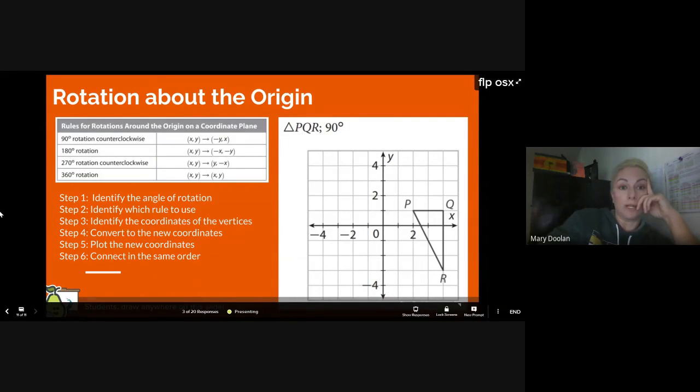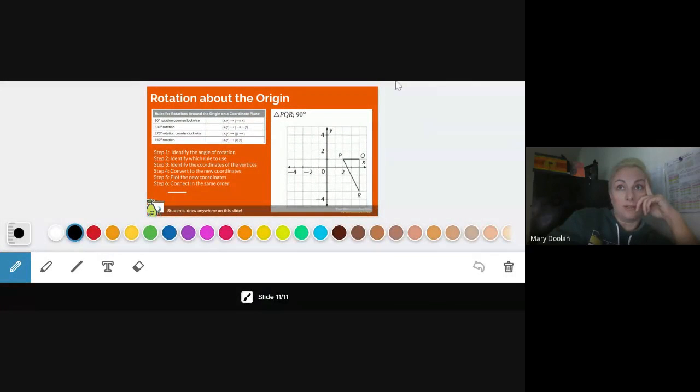So for this one, I'm going to work it out with you on a different screen. Okay, so you're still in the Google Meet. I'm just on a different screen. And so the rotation about the origin, step 1, identify the angle of rotation. So the angle of rotation is 90 degrees, right? So that's this rule here. That's (x, y) becomes (negative y, x). I have to switch the order and change the sign of the y coordinate. That's step 2, identifying which rule to use. Step 3, identify the coordinates of the vertices.